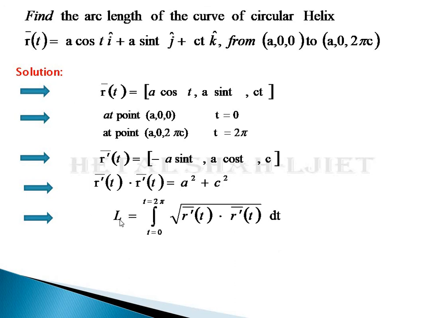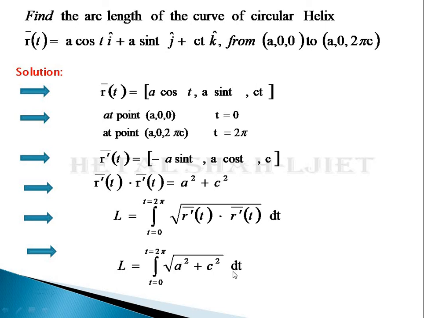Now the formula for the arc length is the integration of the square root of this dot product. So this is the formula. Now the integration of under root a square plus c square with respect to t with the limit 0 to 2 pi. In this, a square plus c square is constant. The integration of 1 with respect to dt is t. So when we apply the limits, 2 pi minus 0, we get 2 pi. This is the final answer.